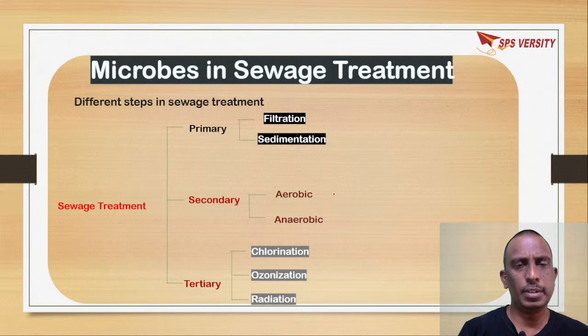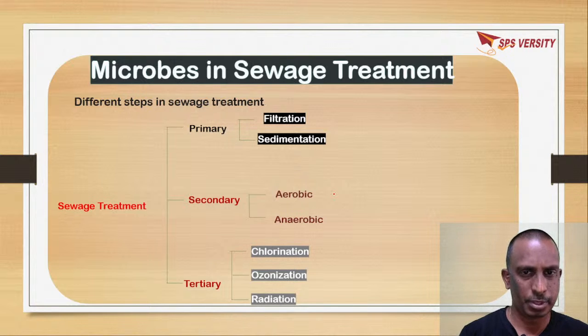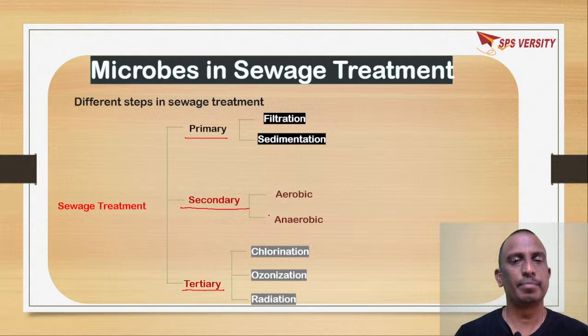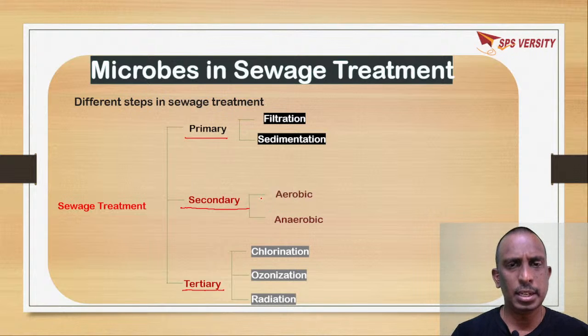In the treatment of sewage, there are 3 steps: primary treatment, secondary treatment and tertiary treatment. What is done in primary treatment? That is filtration, sedimentation. In secondary treatment, there will be aerobic and anaerobic steps. In tertiary treatment, there will be chlorination, ozonization, radiation.